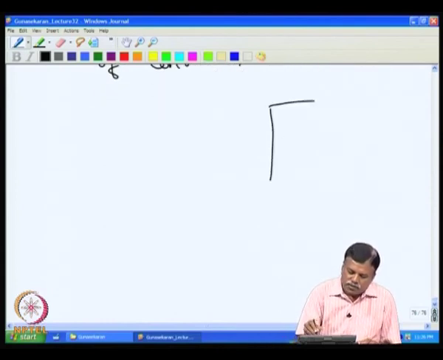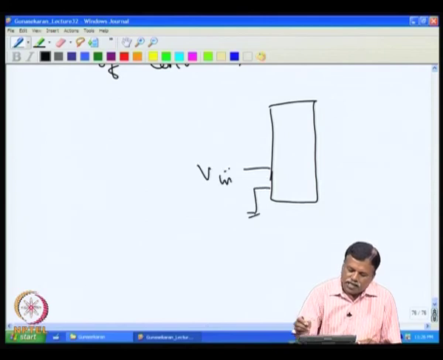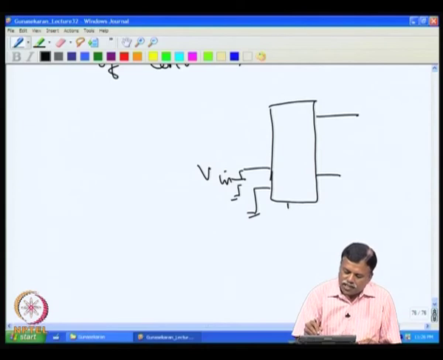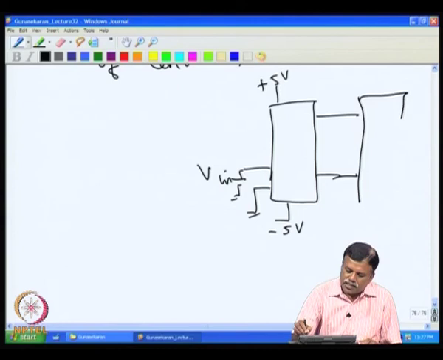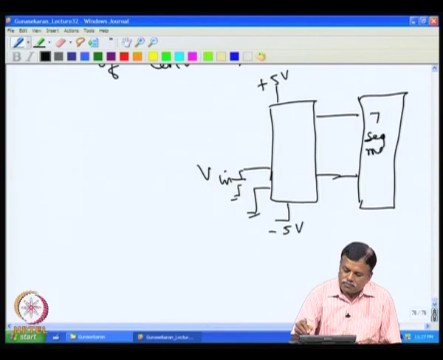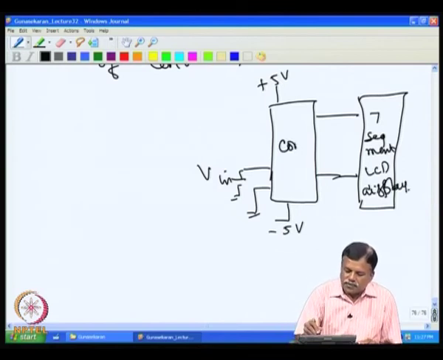So, you have a display unit with the converter inbuilt. The input V input is given here, and then the chip does the dual slope conversion. It needs an inbuilt reference, and it needs a minus supply as well. You need a plus supply, and then this can be directly interfaced with the 7 segment LCD display. And this is the main converter.